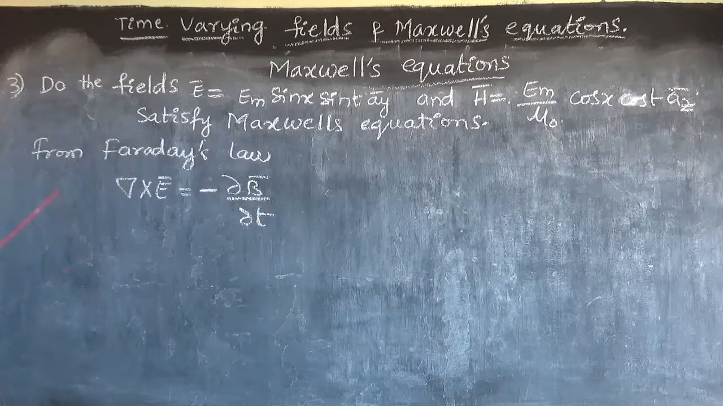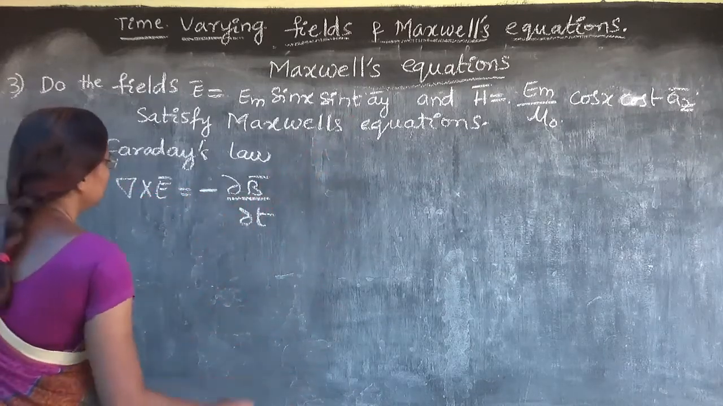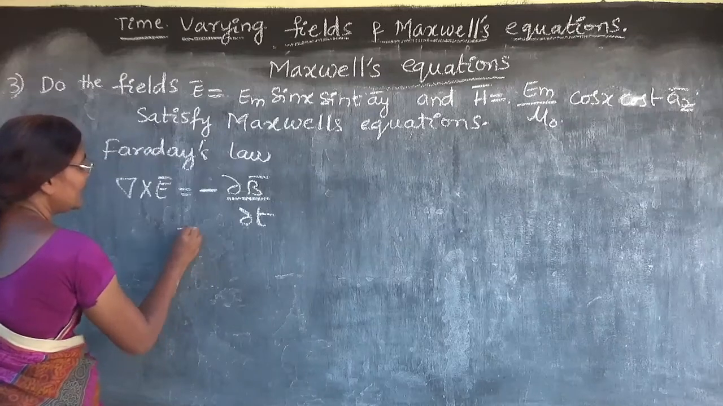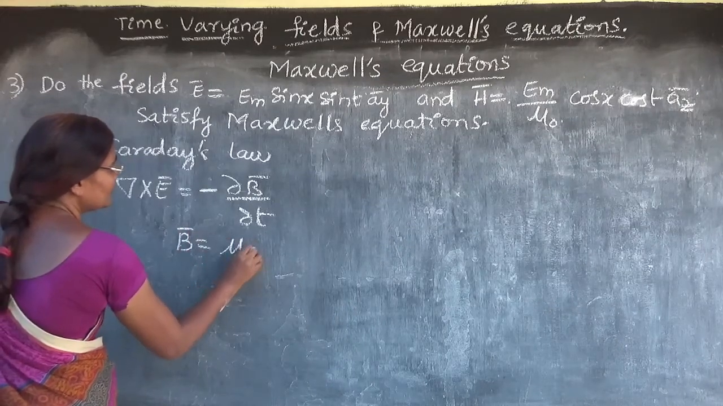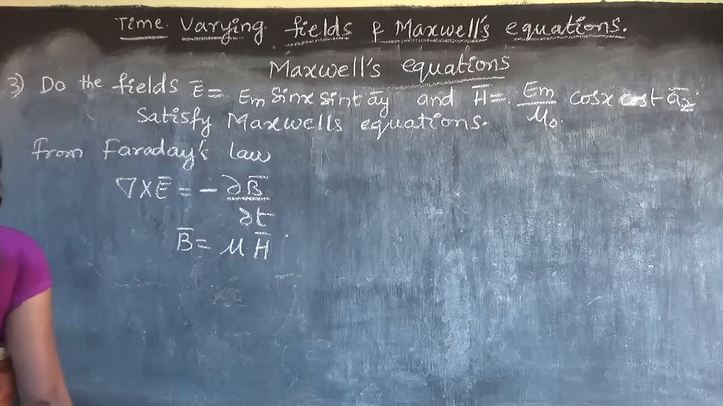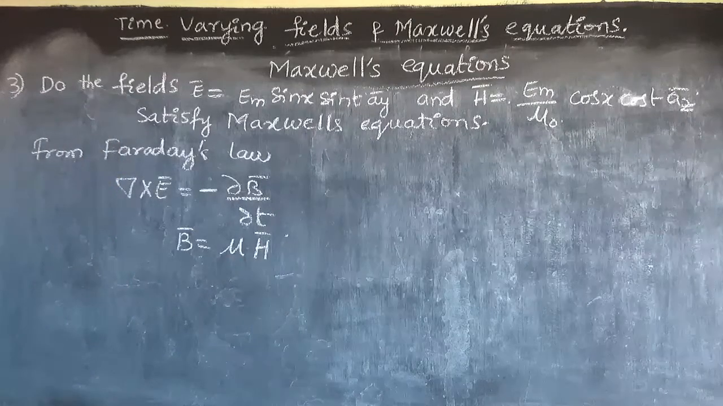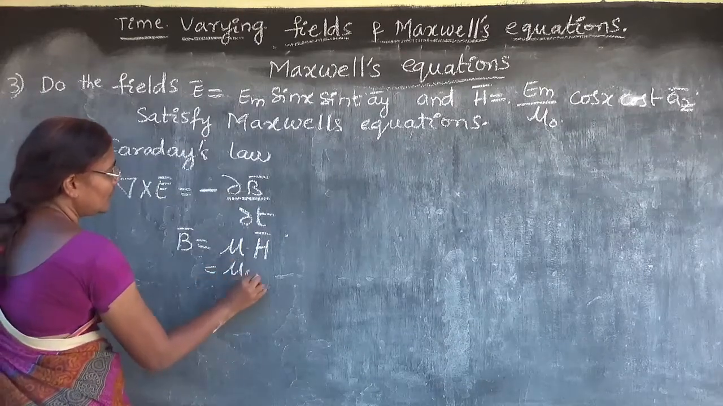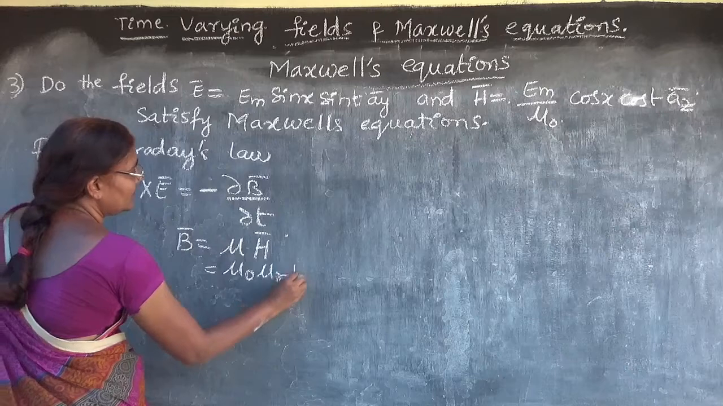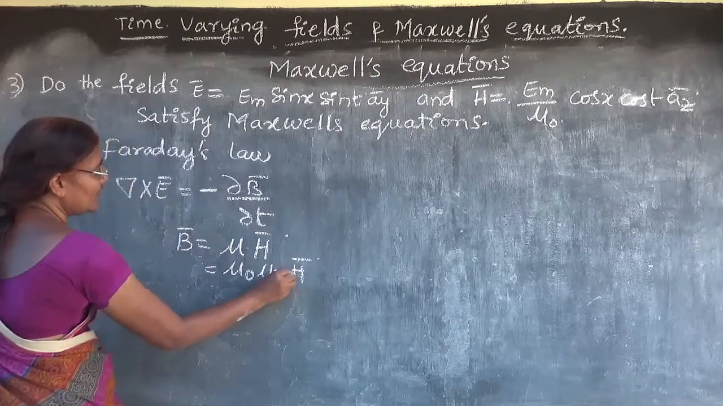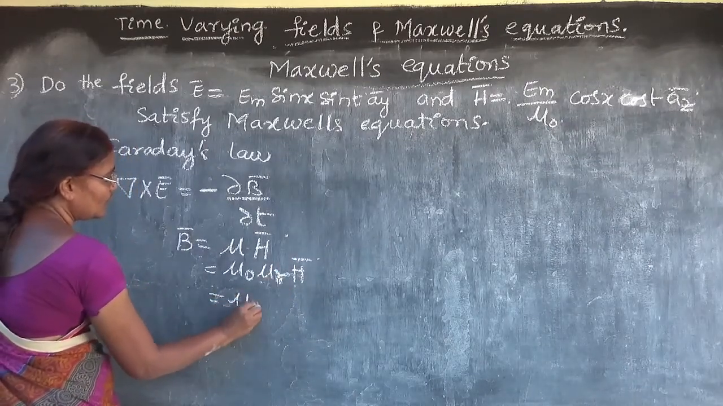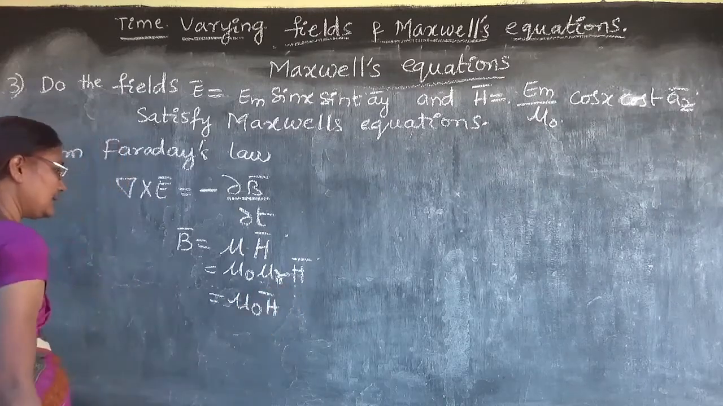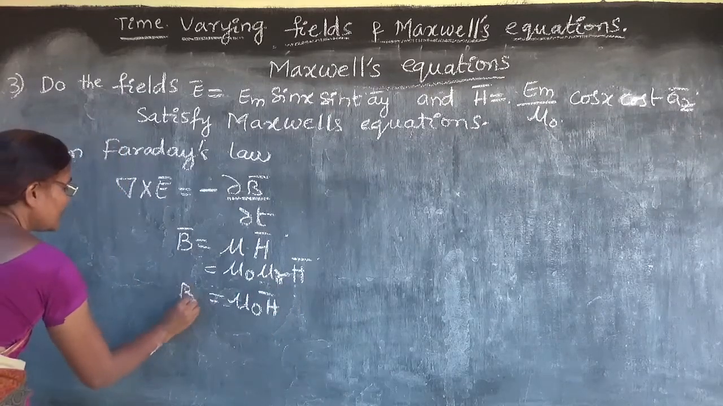But what we need actually? We need H bar. So what is the relation between B bar and H bar? B bar is equal to mu H bar. So here, if mu r is equal to 1, then it will be mu naught mu r into H bar. If mu r is equal to 1, then it will be mu naught H bar. So B bar is equal to mu naught H bar.